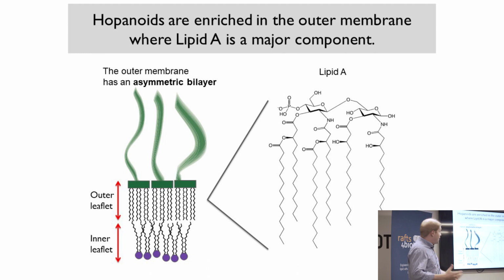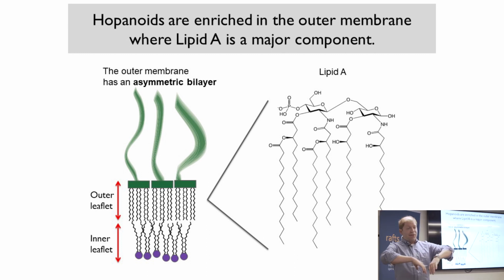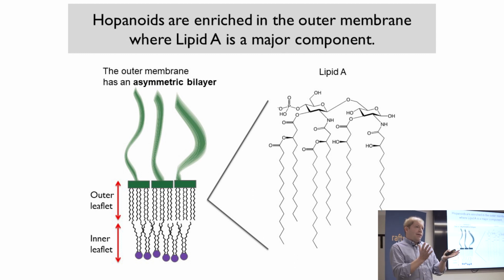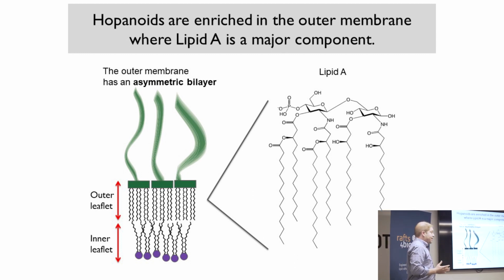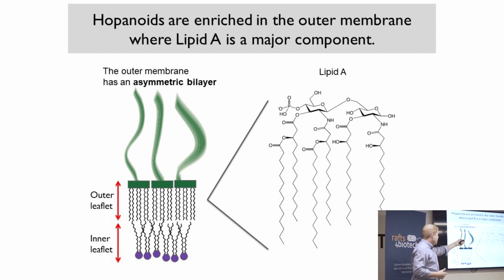The next question was, what are they interacting with to achieve that ordering effect? So if we look at the bacterial outer membrane, the canonical idea is that it's an asymmetrical membrane in which the inner leaflet is predominantly phospholipids, and the outer leaflet is made up of lipopolysaccharide, which is this very bulky lipid containing a long sugar chain attached to this very large hydrocarbon component called Lipid A.